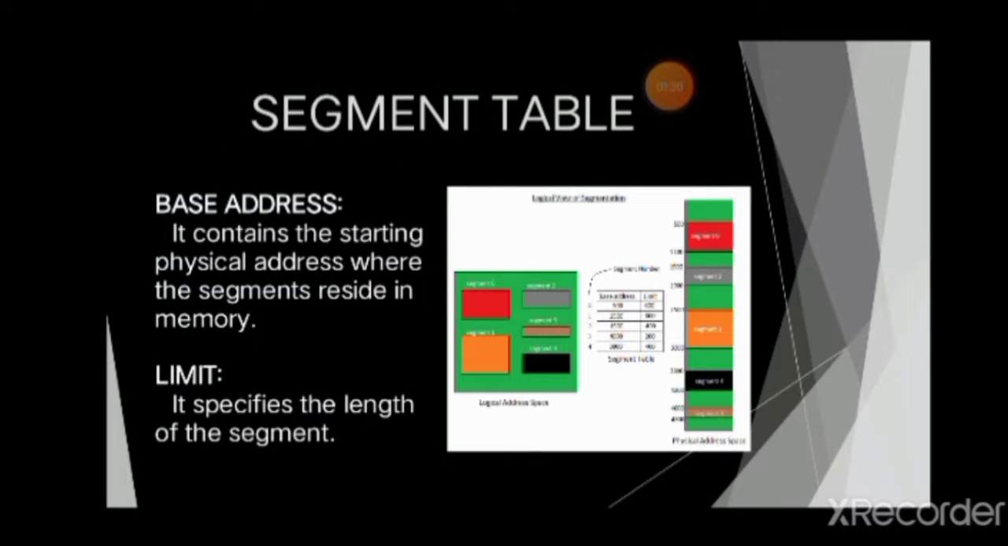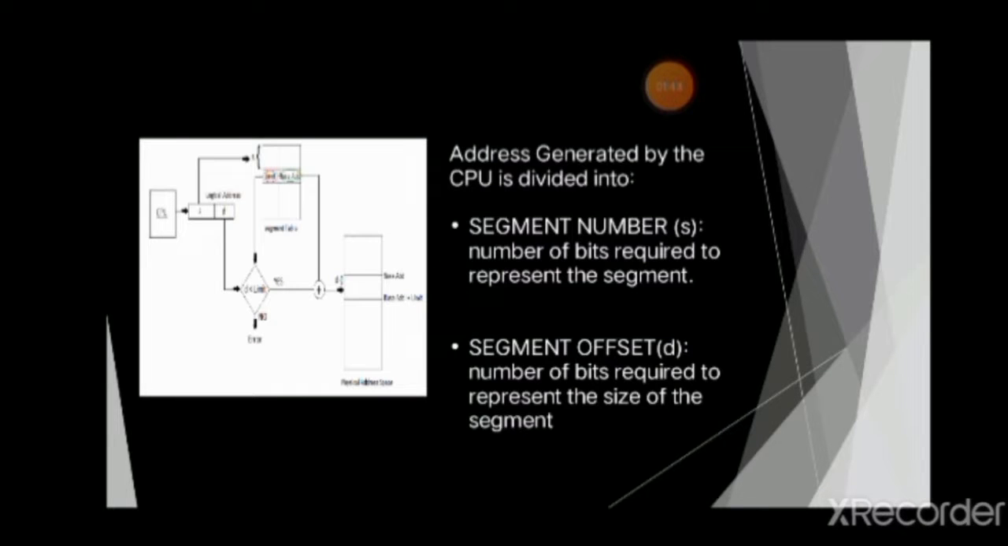Segment table. Base address: it contains the starting physical address where the segments reside in memory. Limit: it specifies the length of the segment. Translation of a two-dimensional logical address to a one-dimensional physical address. The address generated by the CPU is divided into segment number S, the number of bits required to represent the segment, and segment offset D, the number of bits required to represent the size of the segment.